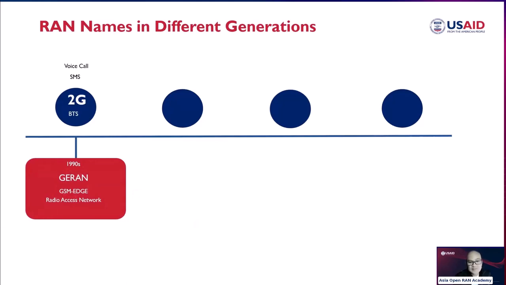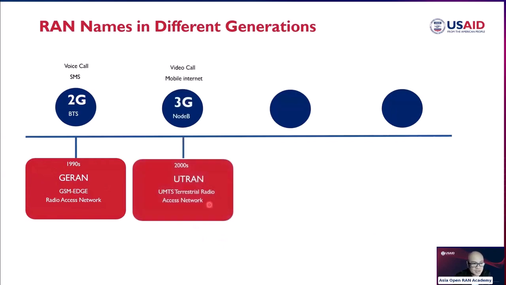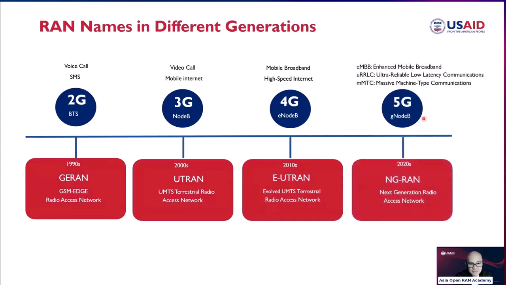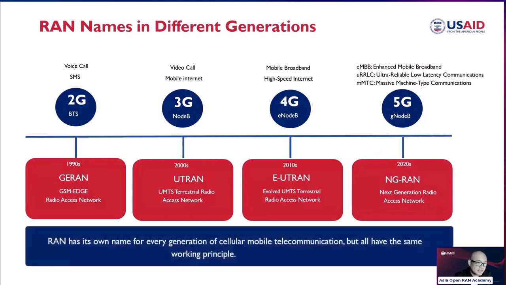For 3G, we call it the UTRAN, the UMTS Terrestrial Radio Access Network. For LTE, we call it the E-UTRAN, or the Evolved Universal Terrestrial Radio Access Network. And finally, for 5G, we call it NG-RAN, next generation RAN. So you can see the RAN has its own name for every generation of cellular mobile telecommunications, but all have the same working principle. Now let's move on to the RAN components.